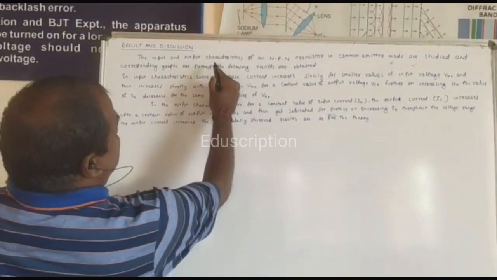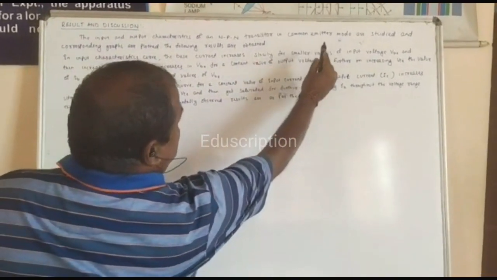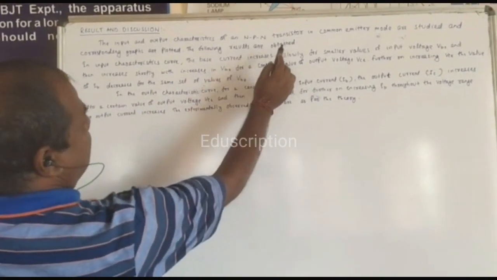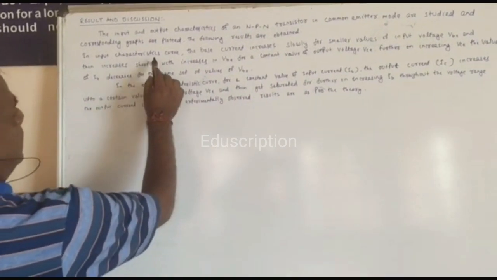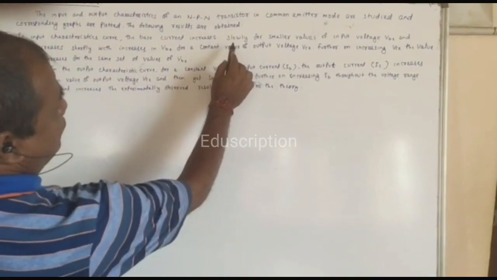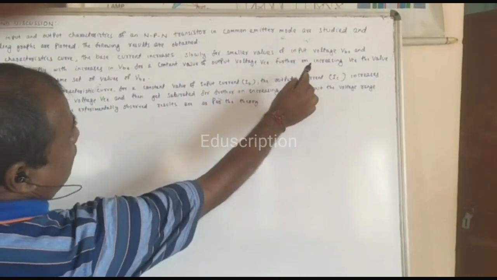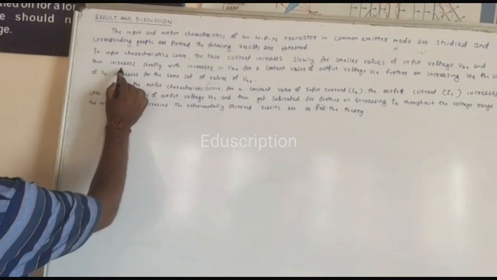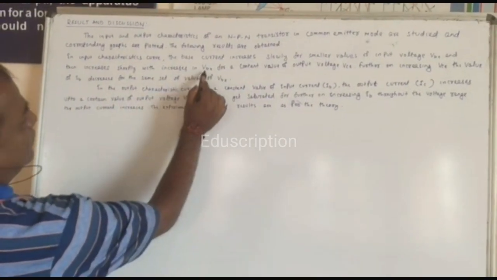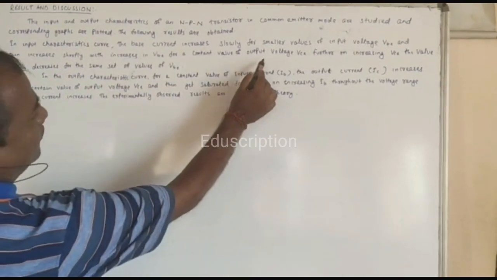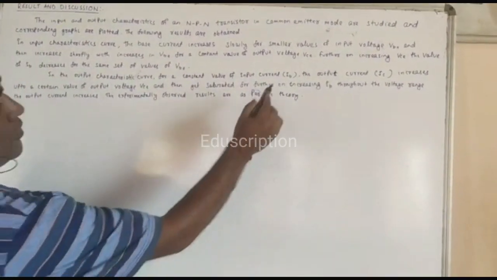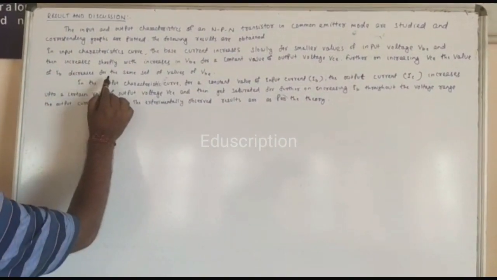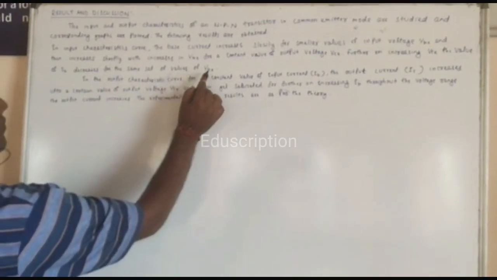The input and output characteristics of an NPN transistor in common emitter mode are studied and corresponding graphs are plotted. The following results are obtained. In the input characteristic curve, the base current increases slowly for smaller values of input voltage VBE, and then increases sharply with increase of VBE for a constant value of output voltage, that is VCE. Further, on increasing VCE, the value of IB decreases for the same set of values of VBE.